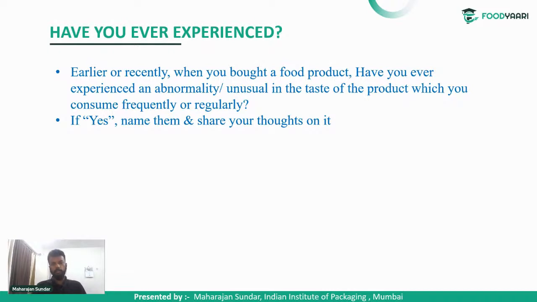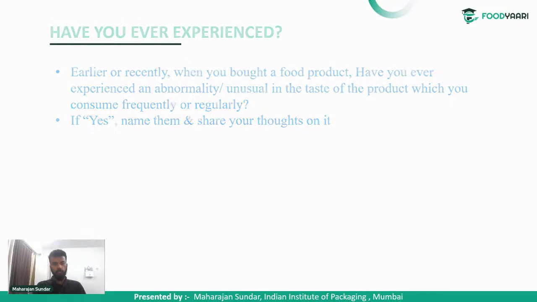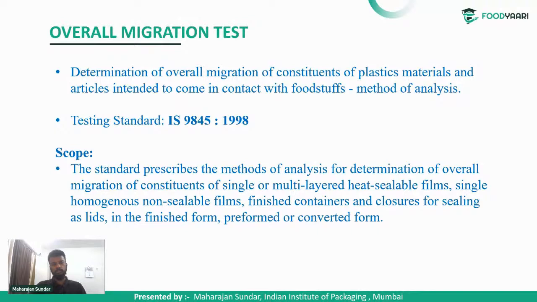You may ask why I am talking about this. It is an important parameter we are about to discuss next to water vapor transmission rate and oxygen transmission rate. It is known as the overall migration rate, or overall migration test. We should find an overall migration rate value for all the packaging materials where we pack food products. You can ask me why it is happening. Is this all because of plastics? If the question is yes or no, it is not because of plastics.